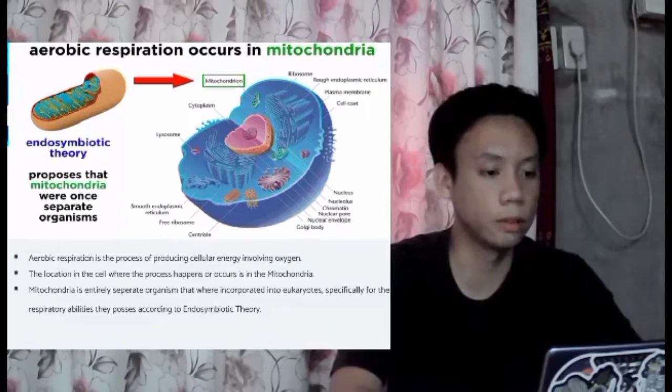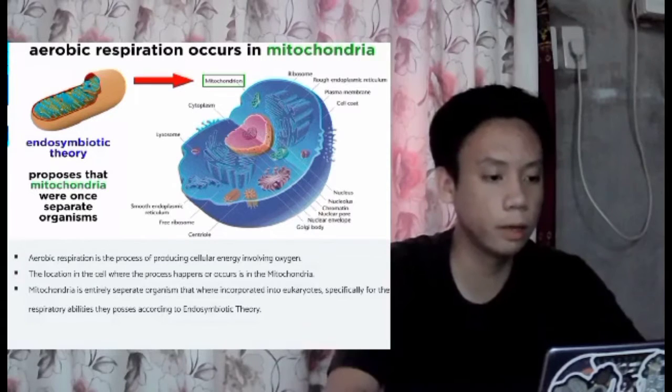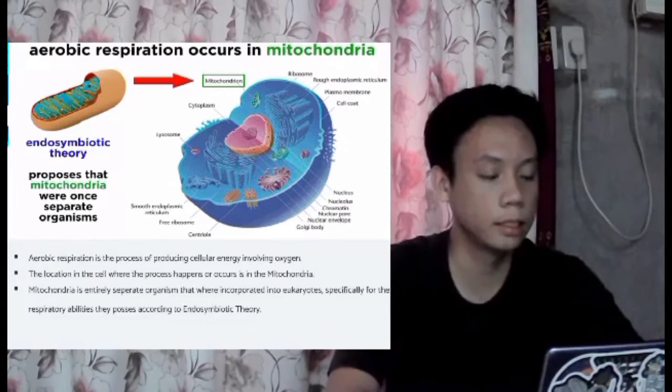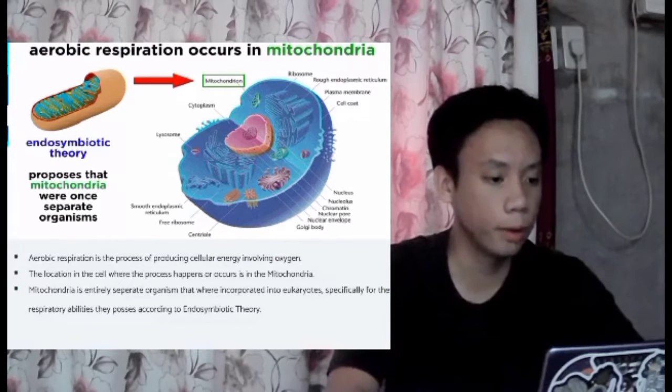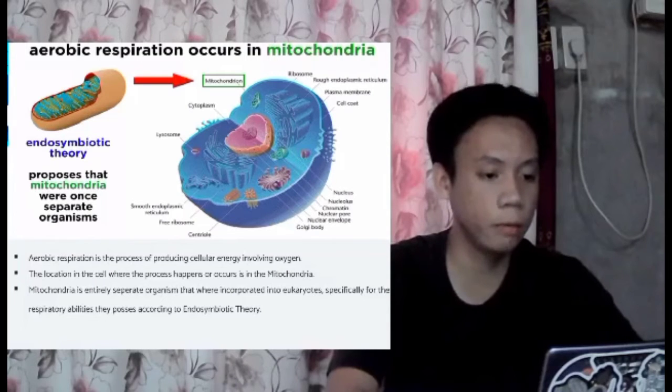Aerobic respiration is the process of producing cellular energy involving oxygen. The location in the cell where the process occurs is the mitochondria. Mitochondria are entirely separate organisms that were incorporated into eukaryotes, specifically for the respiratory abilities they possess, according to endosymbiotic theory.